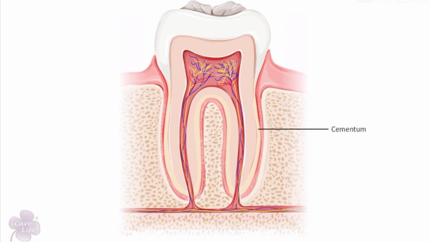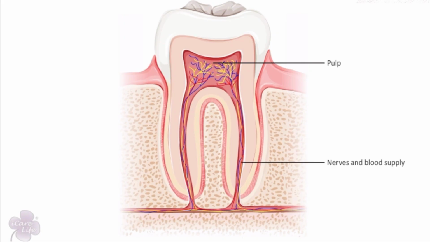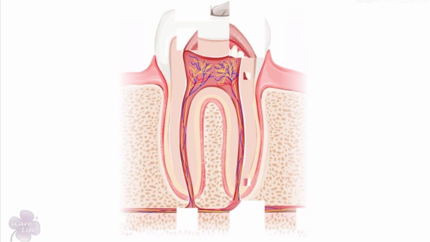Cementum is a layer of bone-like tissue covering the root. It helps attach the tooth to the bones in your jaw. The center of the tooth is called the pulp. It contains blood vessels for the nourishment of the tooth and the nerves that transmit signals to the brain.